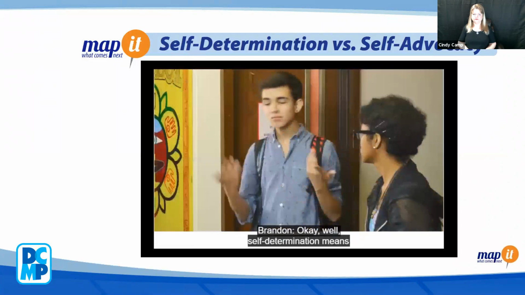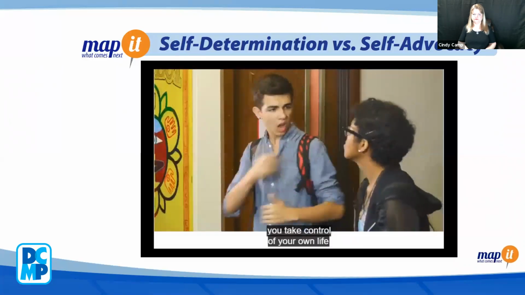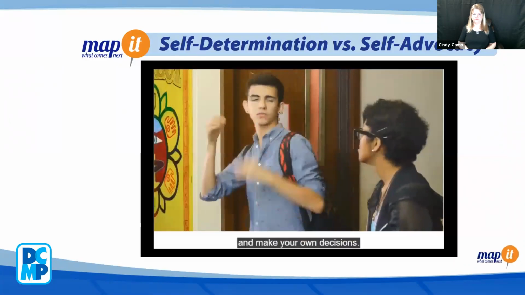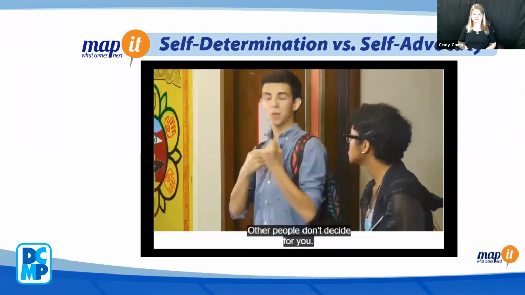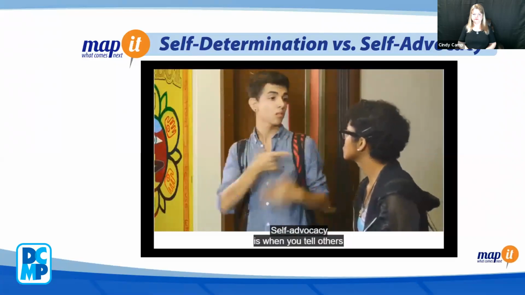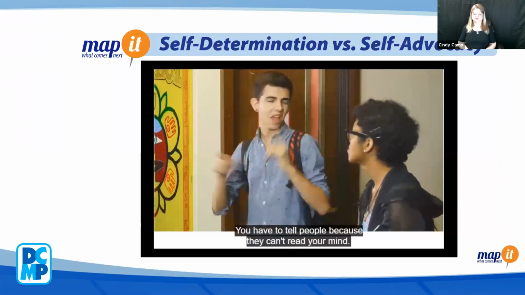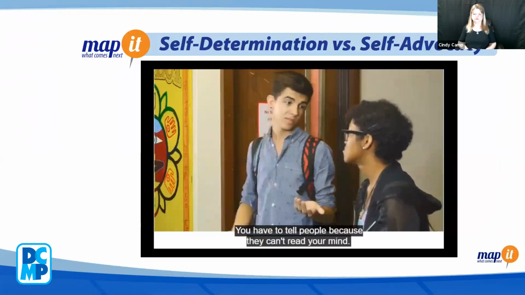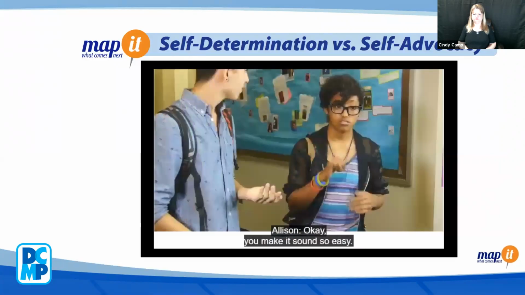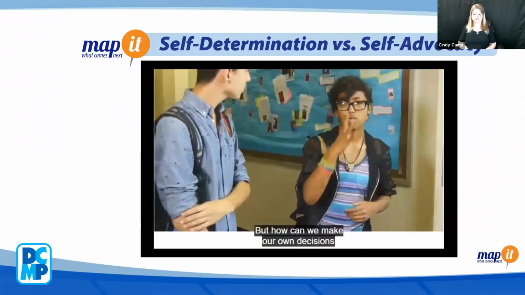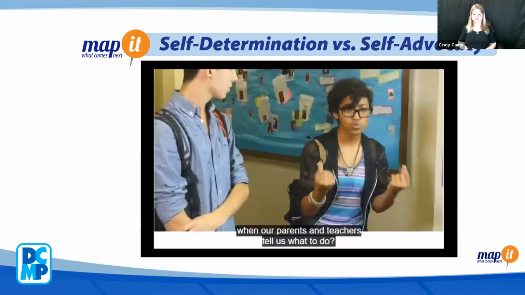Okay, well, self-determination means you take control of your own life and make your own decisions. Other people don't decide for you. Self-advocacy is when you tell others that you don't want them to decide for you. You have to tell people because they can't read your mind. Okay, you make it sound so easy. But how can we make our own decisions when our parents and teachers tell us what to do?